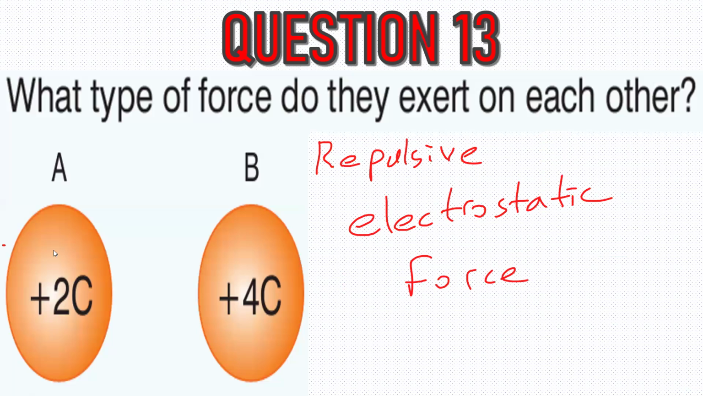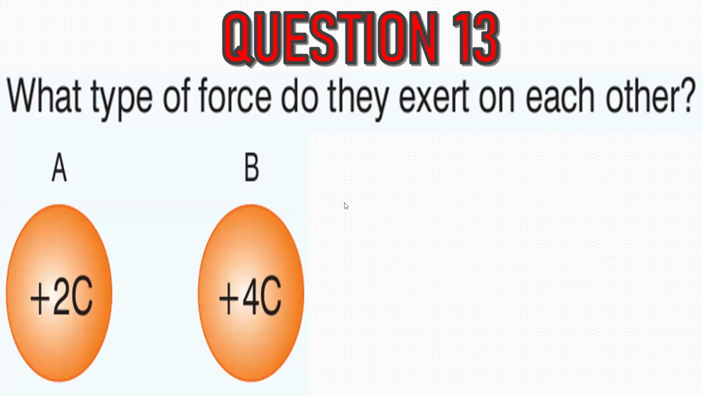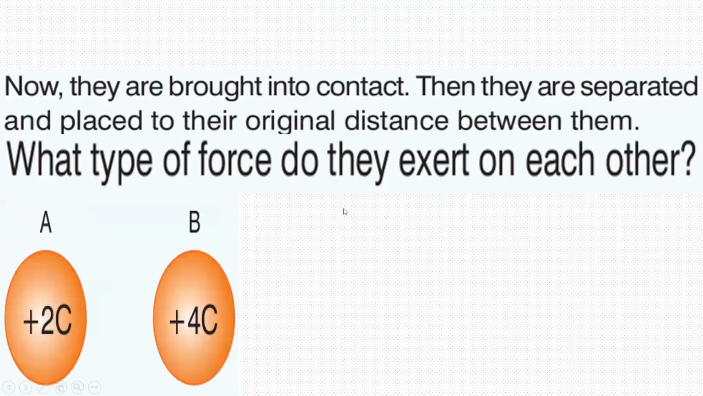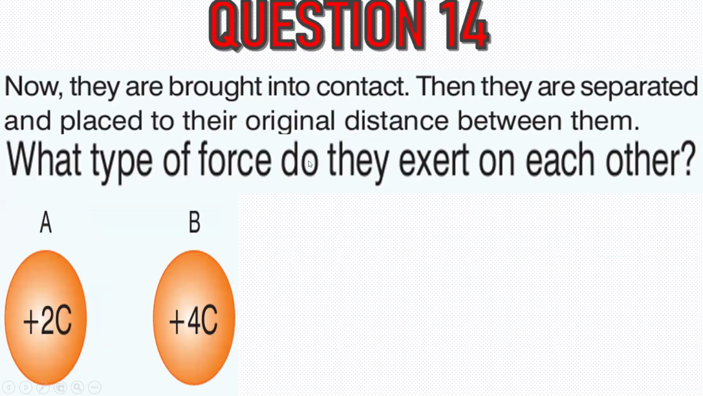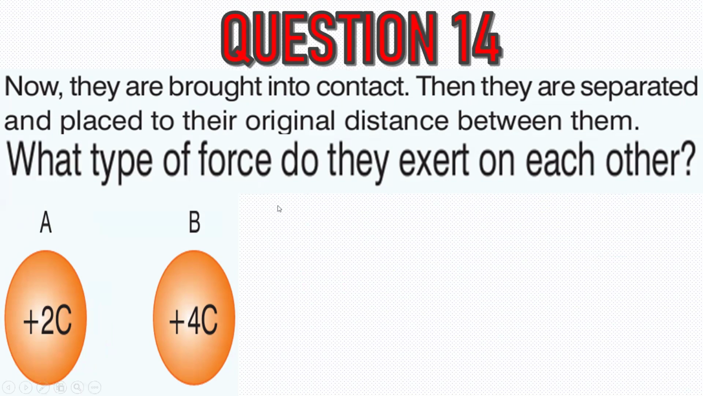This is our answer for number 13. I hope everything is fine. You just check whether you have like charges or unlike charges. If you have like charges, they repel each other, repulsive force. Next one, same process: they touch each other and separate from each other. And then they ask you what kind of force. When they touch each other, they always get the same kind of charge, positive, positive, or negative, negative. So they're getting the same charge and asking you what kind of force is between these two. Please try first.